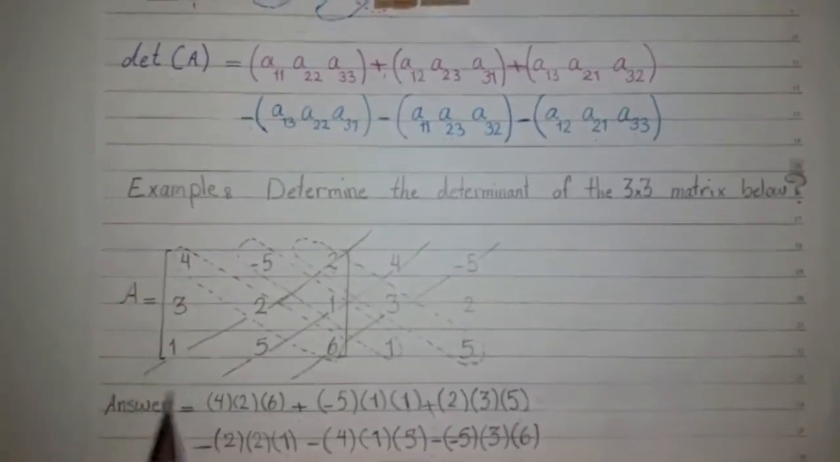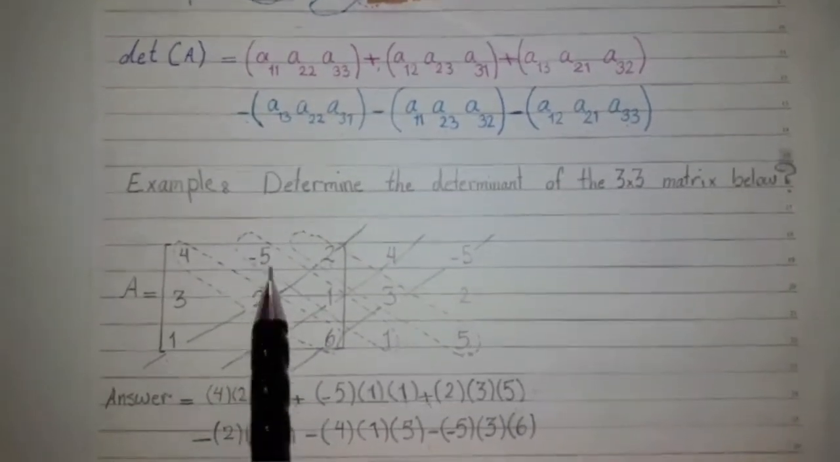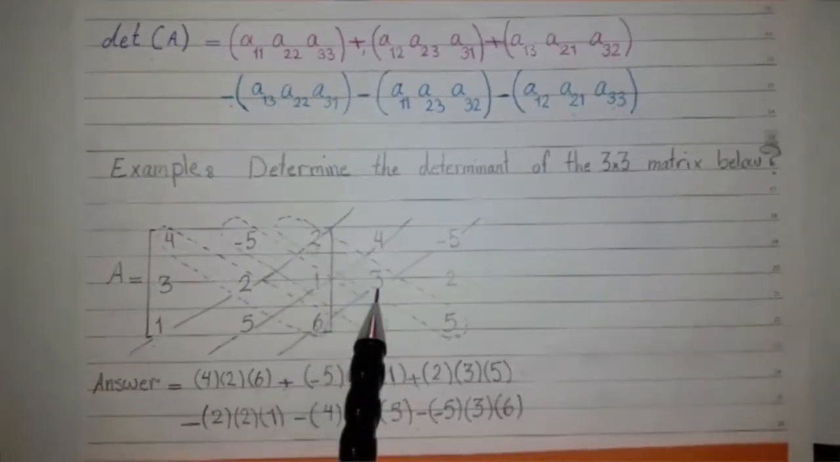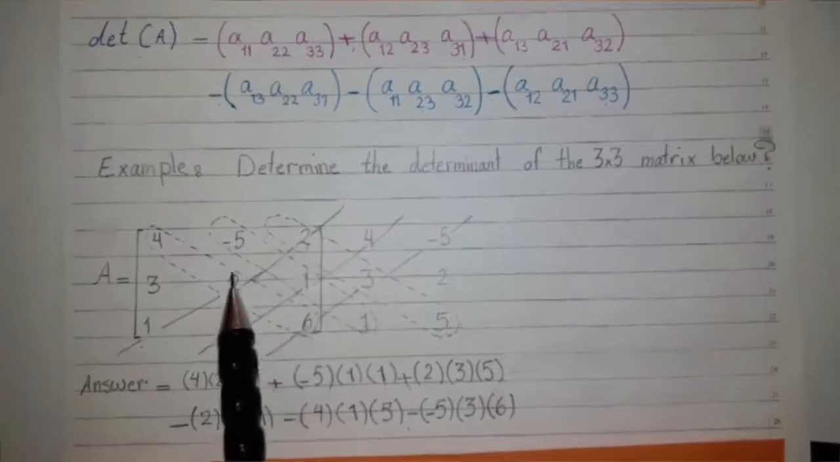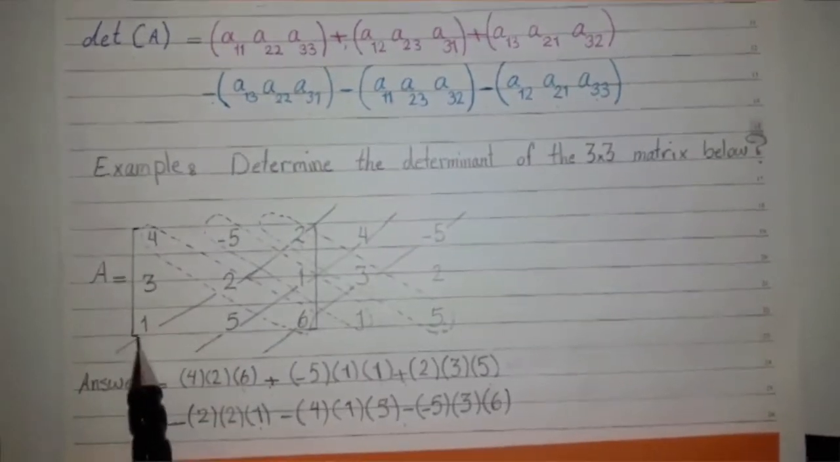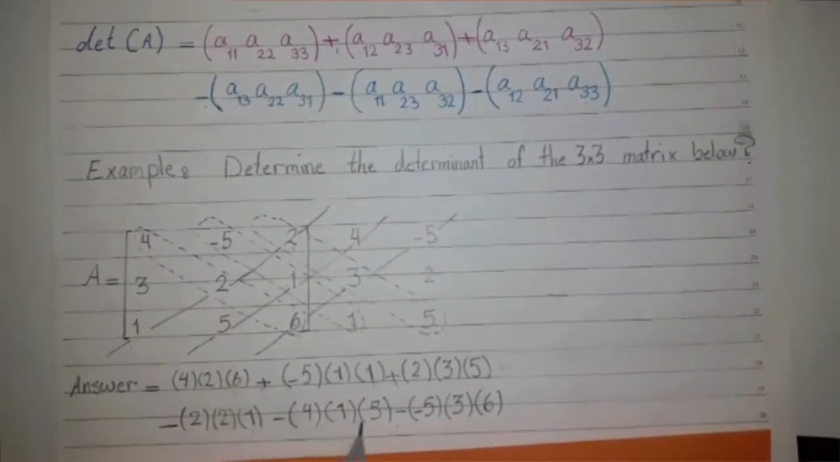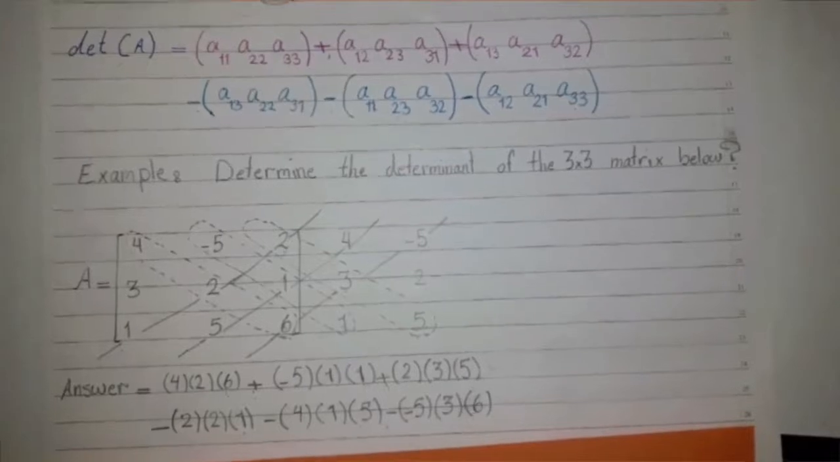The first diagonal, 4 times 2 times 6 plus negative 5 times 1 times 1 plus 2 times 3 times 5 minus 2 times 2 times 1 minus 4 times 1 times 5 minus negative 5 times 3 times 6. Okay?